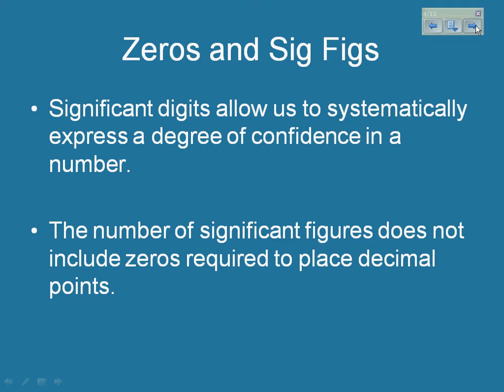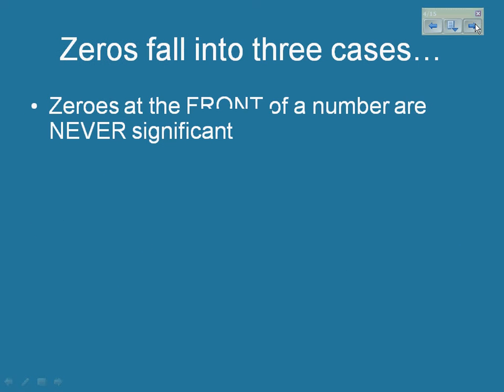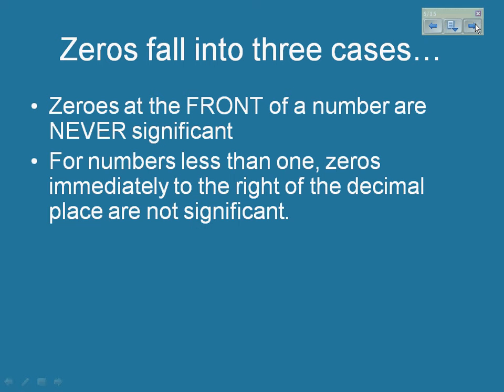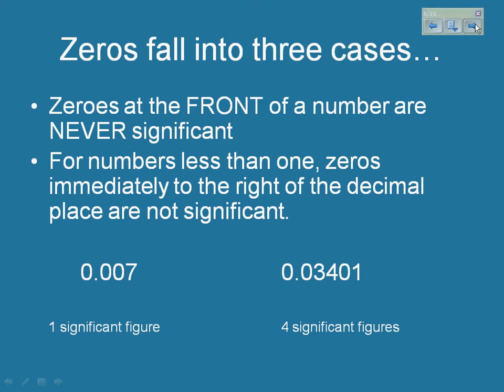Zeros in Sig Figs. Significant digits allow us to systematically express a degree of confidence in a number. The number of significant figures does not include zeros required to place decimal points, which means to give the number the proper value. So zeros fall into 3 cases. Zeros at the front of a number are never significant. For numbers less than 1, zeros immediately to the right of the decimal are not significant. They are important. They give you the value of the number, but we don't count them as Sig Figs. So if we look at those two numbers, in 0.007, only the 7 is significant.